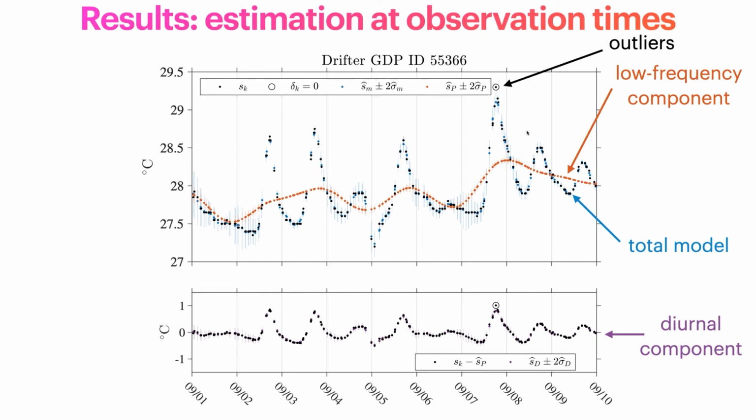The second thing is that when we run the estimation at the observation time, here's an example, again a little zoom, of the outliers. Now we get an estimate of the low frequency components, which are the red dots, and an estimate of the low frequency component plus the diurnal component, the sum of which are the blue dots here. And you can compare the blue dots to the black dots that correspond to the observational data. Here I'm trying to make a distinction between observations in black and estimates, which are the colored dots. And as I said earlier, we can estimate uncertainty in the parameters for both the low frequency component and the diurnal component, which are indicated by those vertical lines.